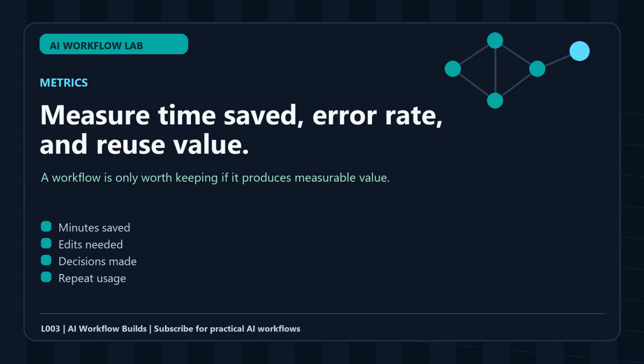Here is your first 15-minute move. Pick one recurring task related to AI YouTube summary workflow. Do not pick the biggest task in your life. Pick something that happens often enough to matter and small enough to test today.